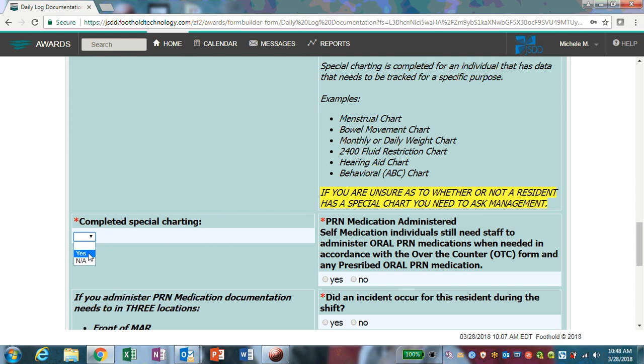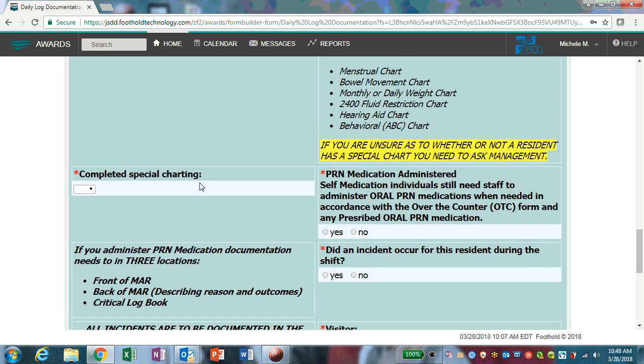If it's the very first of the month, let's say it's not March 28th, it's March 1st, I should be doing the monthly weight if I'm doing an overnight. Only if I'm doing overnight. And in that case, I'm saying yes, it's special charting because I'm supposed to chart the monthly weight. So here I'm just going to put not applicable.